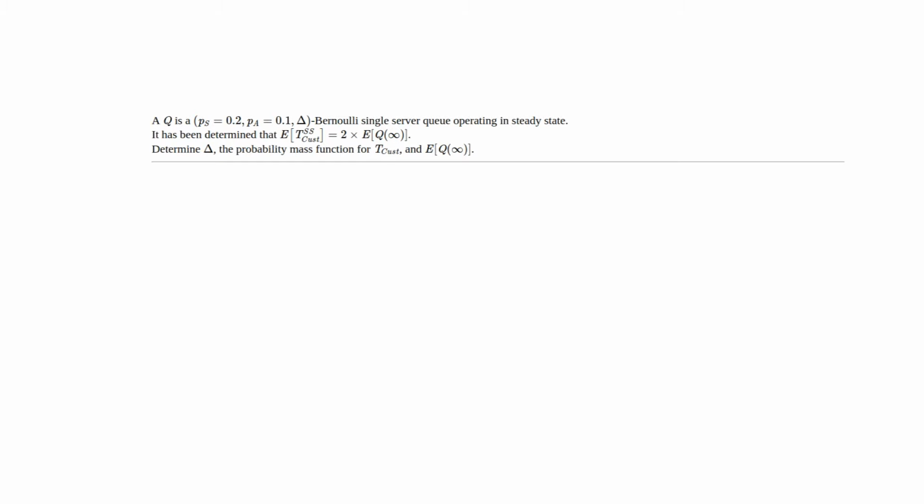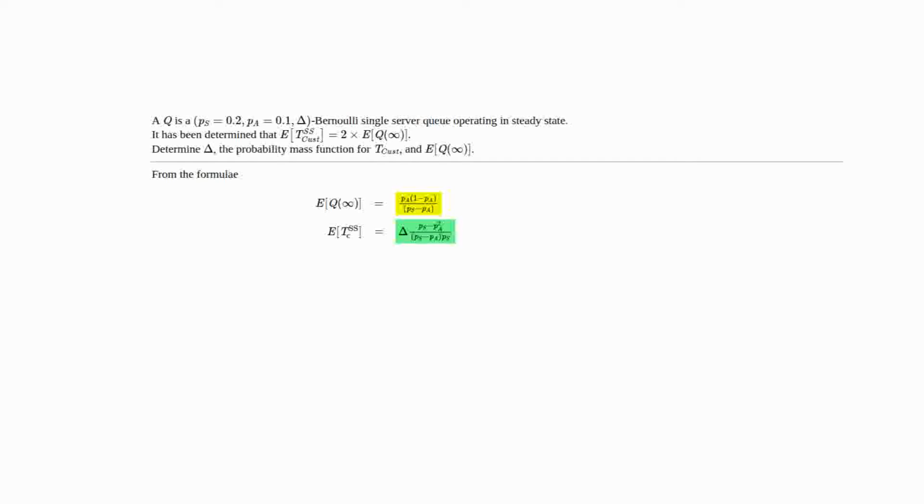We have a PS 0.2, PA 0.1, unknown time frame delta, Bernoulli single server queue, labeled Q. And we're told it's operating in steady state, and it has been determined that the expected steady state customer time through the queue is 2 times the expected queue length, both in steady state. We're asked to determine the time frame delta, the probability mass function for the steady state customer time, and the expected number of people in the queue in steady state.